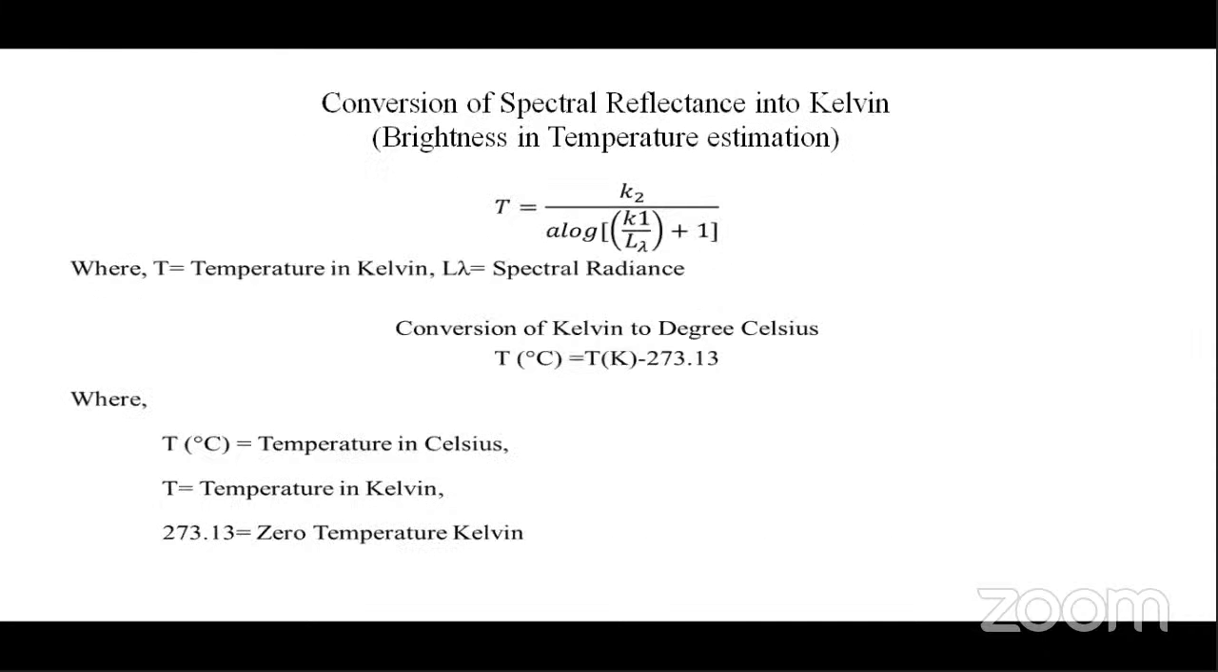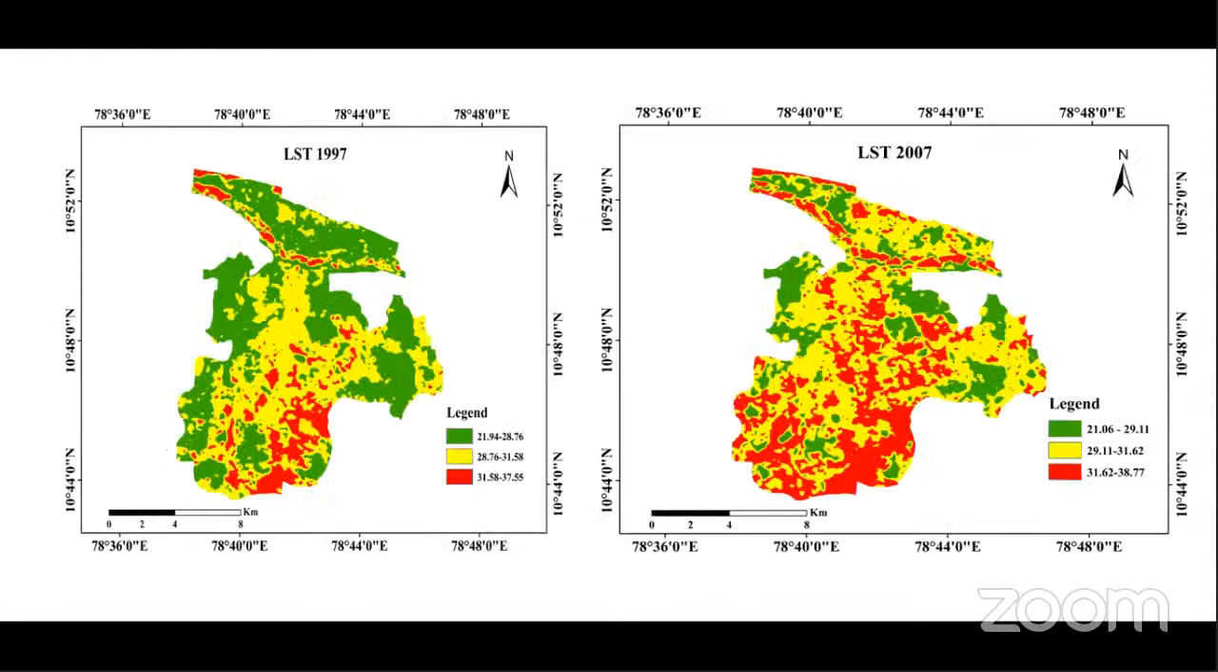So in the next step, we converted our radiance values into satellite brightness temperature, which in this case is the LST in Kelvin. This is done with the mentioned equation and also needs some data from the metafile for the K1 and K2 values. Then we can show the final results in QGIS like this. This is how the results look.